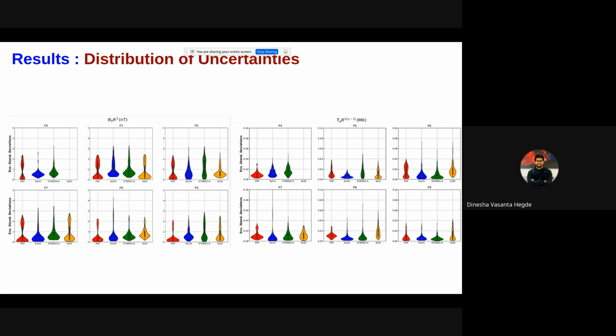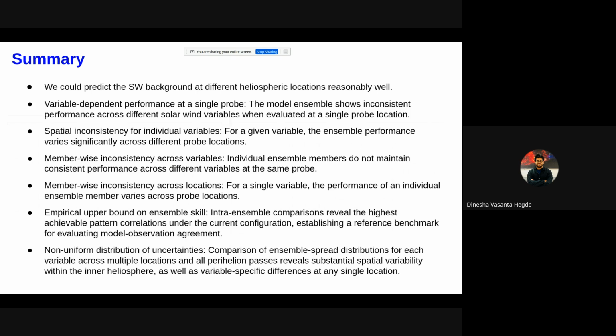Finally, to summarize, we could predict the solar wind background at different heliospheric locations reasonably well, but we still have variable-dependent performance at a single probe, because the model ensemble shows inconsistent performance across different solar wind variables when evaluated at a single probe location. And the same inconsistency is there for a given variable across multiple different locations.